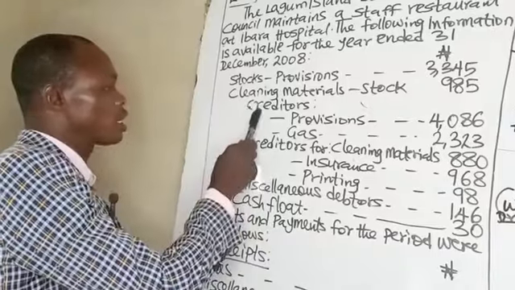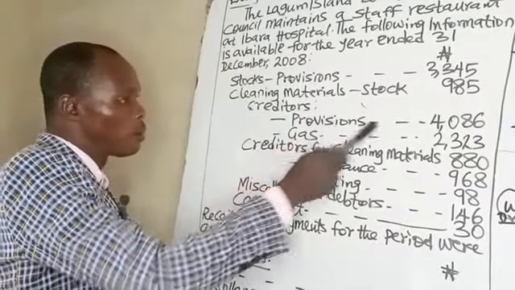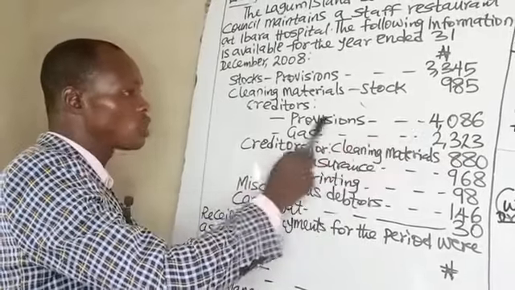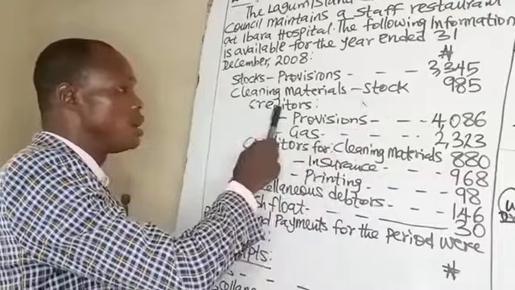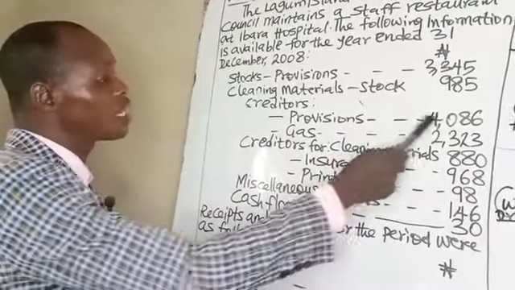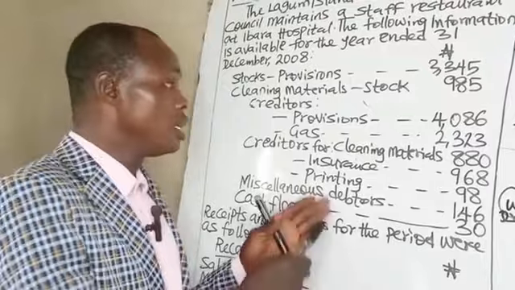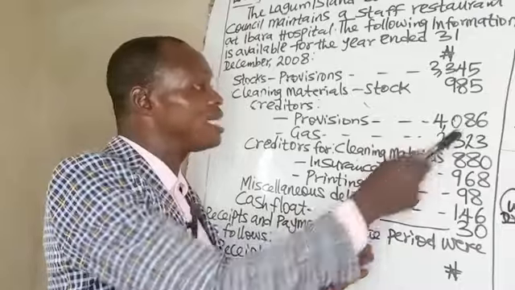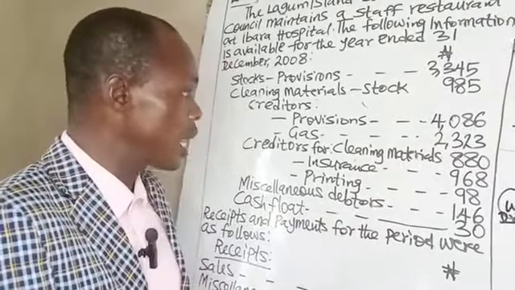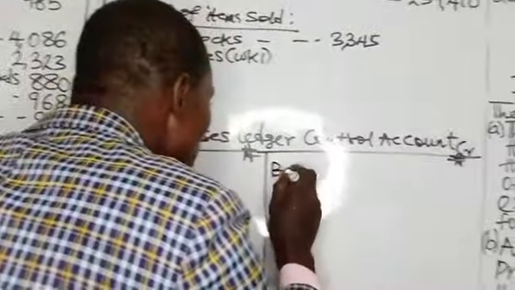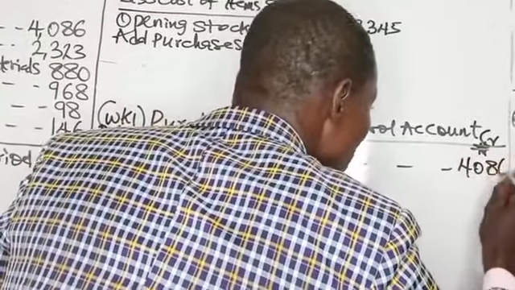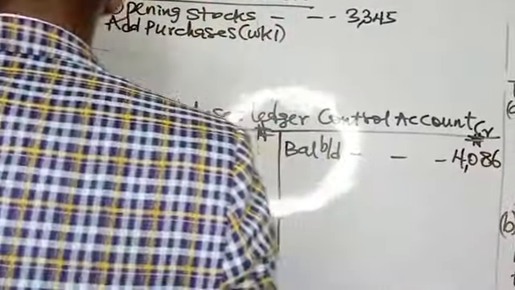You have creditors. This is creditors for provisions. You know, the trading account we are preparing is for provisions. So that is why we are taking this as the opening balance. Being the creditors account, I've told you that the normal balance in that account must be a credit balance. So we are going to transfer this to the credit side of the purchase ledger control account, 4,086. That is the opening balance. Then back to the receipts and payments.